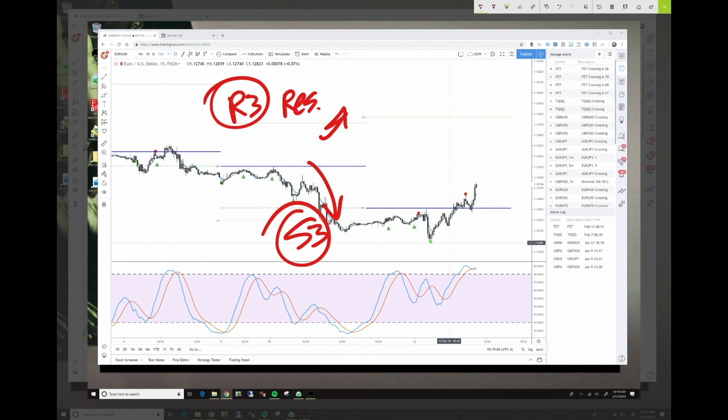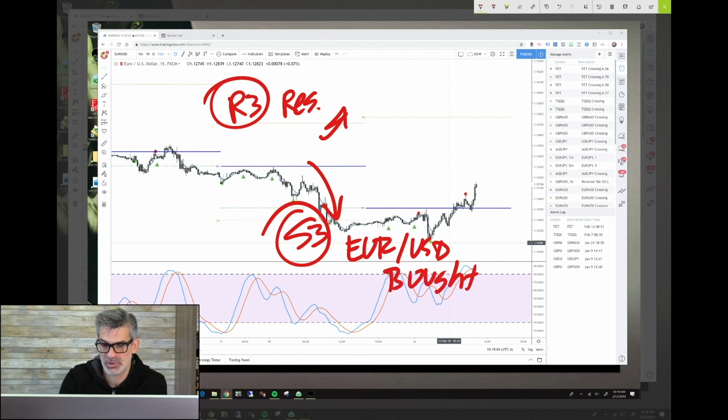Yesterday, I bought the Euro US dollar. We're looking at it right here. I bought it when price dropped and hit the S3 level. And that trade today moved upward and hit my profit target.